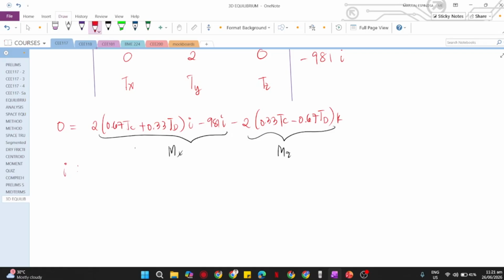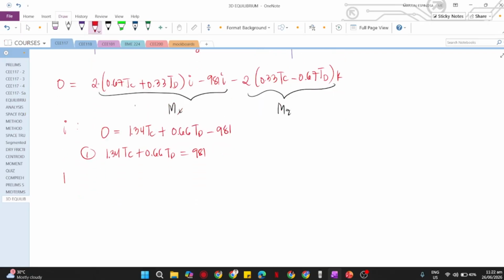So obviously dito sa left-hand side of our equation, we have 0 there. And then ito, multiply muna natin. 2 times 0.67, we get 1.34. Okay, 1.34 TC. And then 2 times 0.33, we get 0.66 TD. And then meron tayong 981. Okay? So, transpose natin itong 981 to make it positive. So, therefore, we have 1.34 TC plus 0.66 TD, and that is equivalent to 981. So, this is our first equation.